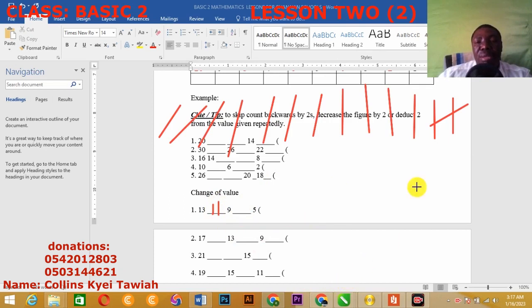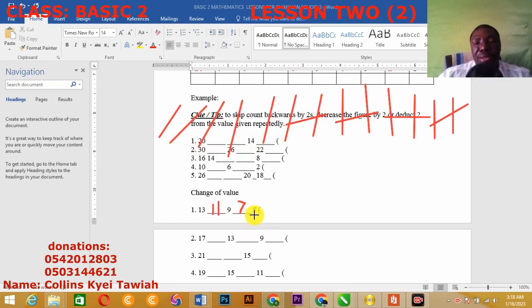Now let's decrease 11 by 2. So this is 11. Let's decrease it by 2. What do we have? 1, 2, 3, 4, 5, 6, 7, 8, 9. 9 is already there. So let's decrease 9 by 2. 1, 2, 3, 4, 5, 6, 7. So here will be what? 7. Okay? Now let's decrease 7 by 2. 1, 2, 3, 4, 5, which is there.